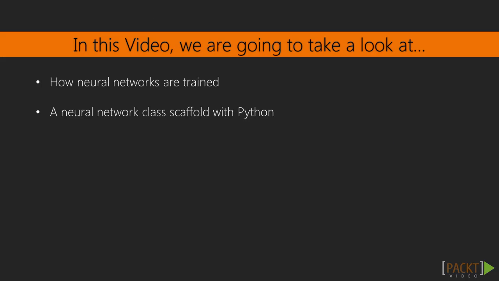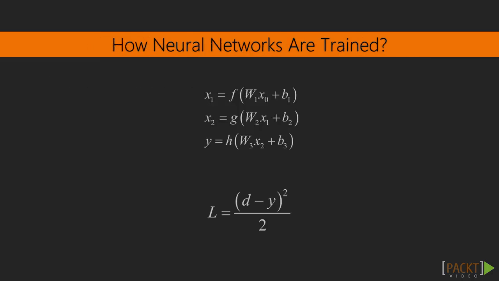In this video, we will look at how neural networks are trained and present a neural network class scaffold with Python. Let's start defining a 3-layer network here, where x0 is the input data. Imagine the image pixels that we saw in the previous example, and the output of each layer goes into the next layer as the new input, till we get our final output y. These functions f, g, and h of each layer are the layer nonlinearity.